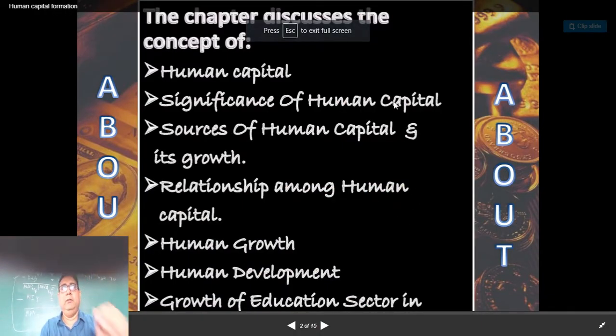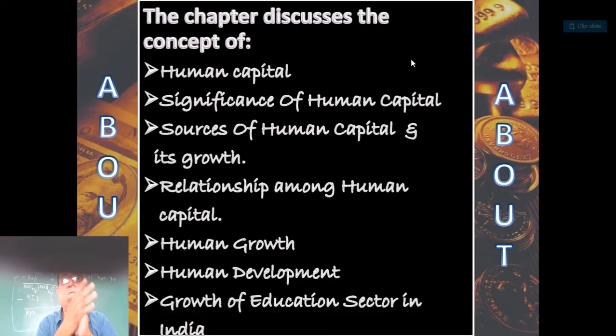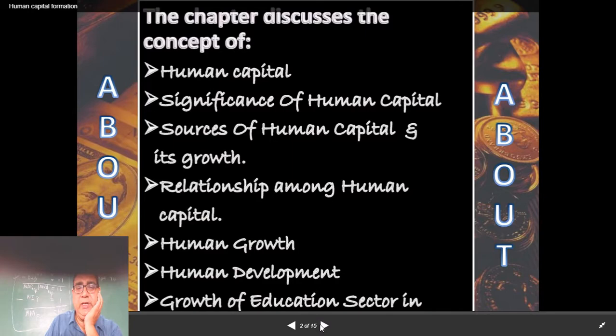Good morning, student. Today I am going to discuss with you the chapter Human Capital Formation, chapter number 5. The main topics of chapter 5 are human capital, significance of human capital, sources of human capital and its growth, and the relationship among human capital, human growth and human development. The last topic, growth of education sector in India, is deleted this year, but in the coming year this topic would be there.